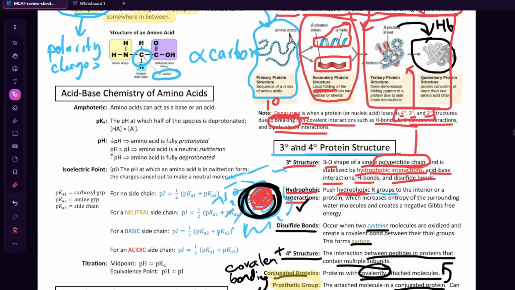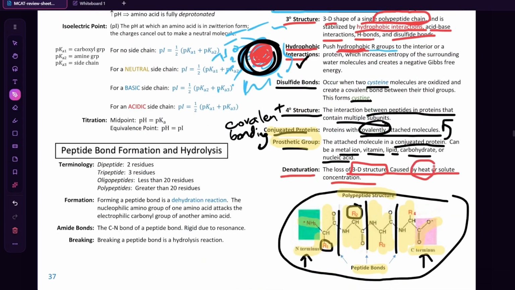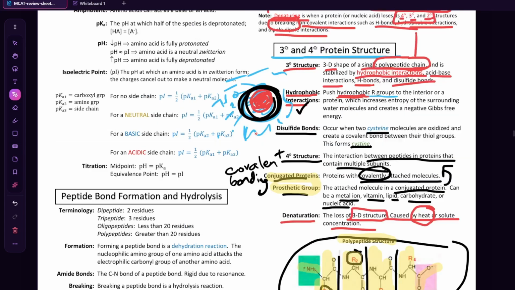And so a basic example is like an egg, or your hair under a lot of heat, right? Your hair under a lot of heat gets damaged because your hair is made up of proteins. All right.